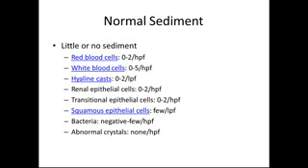Transitional epithelial cells are 0 to 2 per high power field. Squamous epithelial cells are few per low power field. Bacteria should be negative, but you can have a few per high power field. And then abnormal crystals, there should be none per high power field. Sometimes you will have normal crystals that are present if urine has sat out too long.